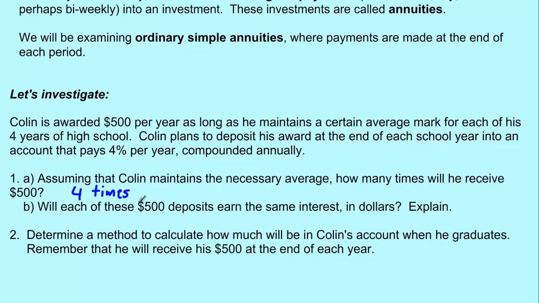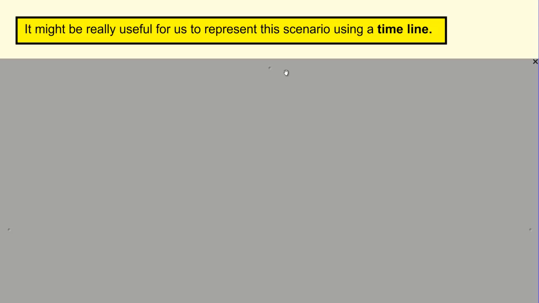So how do we calculate how much interest each deposit makes? And then at the end of it all, how do we figure out how much money he has at the end of the account? In order to picture an annuity, it's really helpful for us to represent all these scenarios using what we call a timeline. Timelines are going to be an easy to read and easy to visualize tool to see how annuities work. Here's how it's set up.